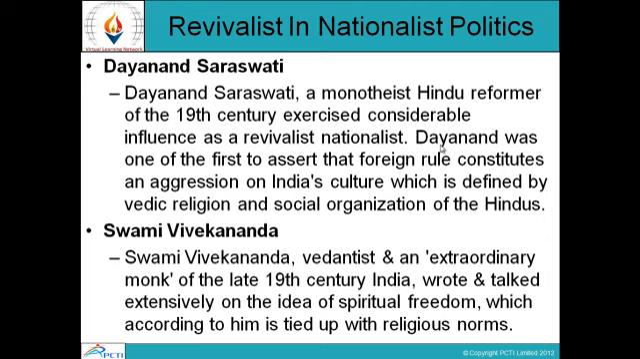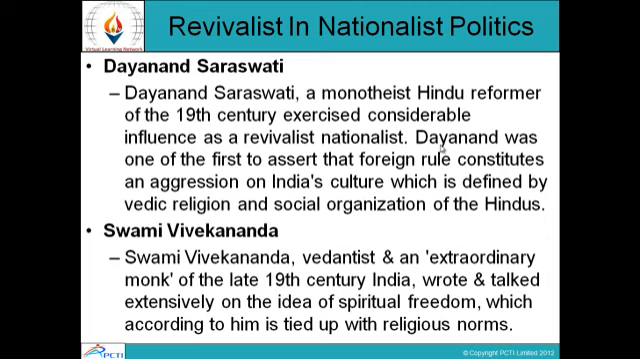Dayanand Saraswati also said that India has to be self-dependent. They cannot depend on the foreign rule, and they have to assert themselves and also make certain changes. And that British rule was destroying the Indian culture and the organization.